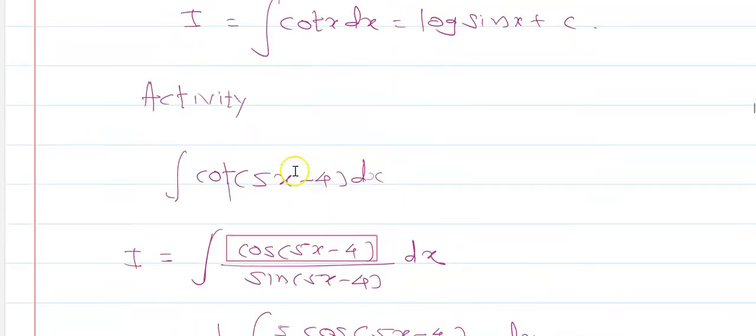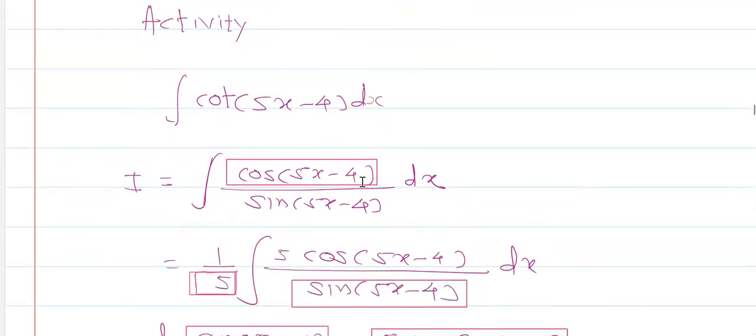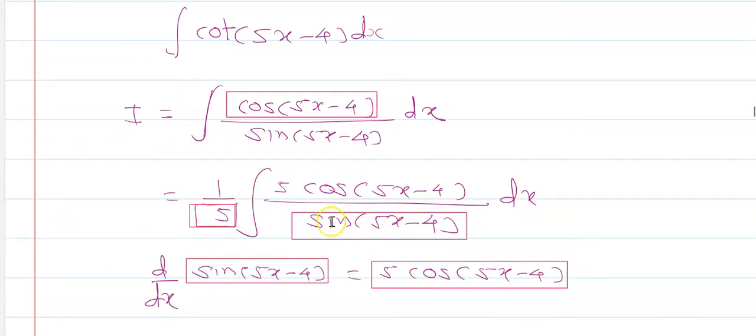Now, the next activity is also given in the textbook. Now, see this activity, the integral of cot of pi x minus 4. Now, see this here. Cot can be written as cos of pi x minus 4 upon sin of pi x minus 4. Now next is, here is 1 upon pi times the integral of pi cos of pi x minus 4.